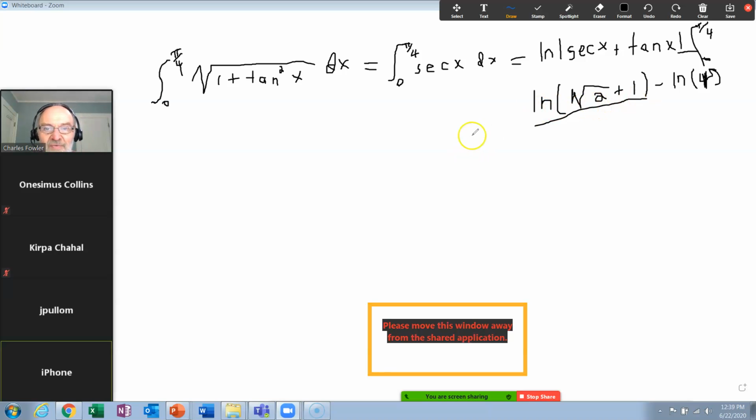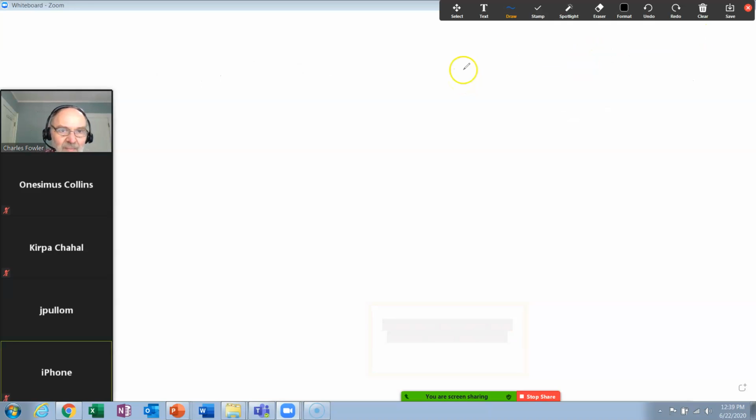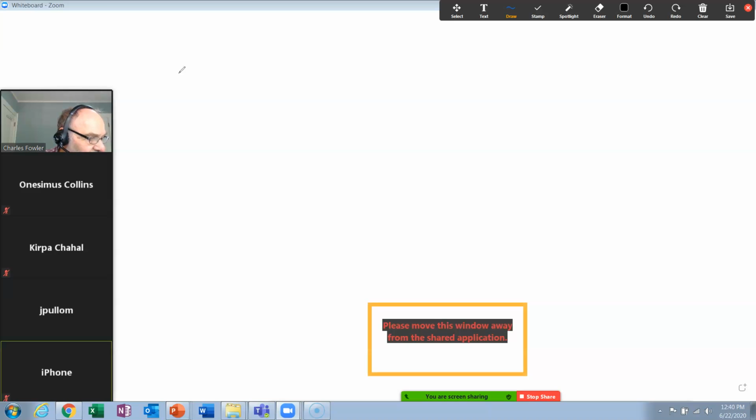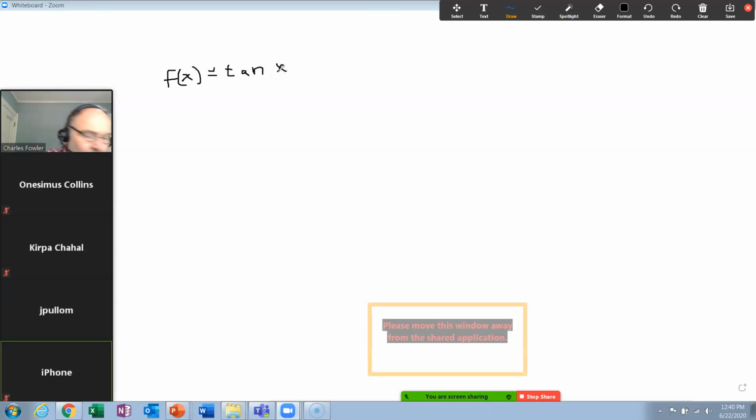All right. Let's move on to 11. Now let's see if I can get it to clear. Yes, it would clear. I may not be able to use my eraser anymore, but I can clear. Okay. Here's example 11. Find the average value of tangent x. So here's your f of x is equal to tangent x. On the interval between 0 and pi fourths. Same limits as we had before.